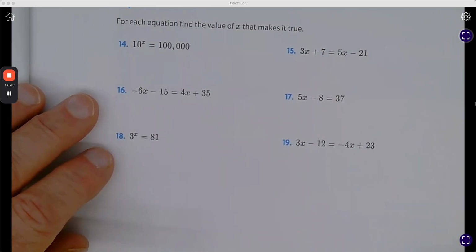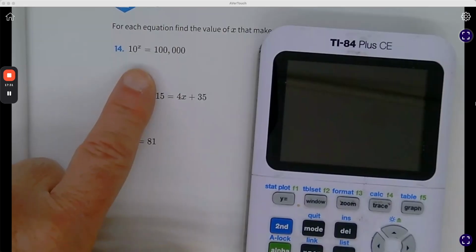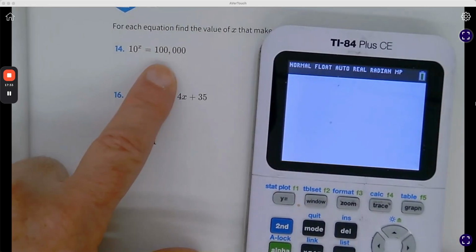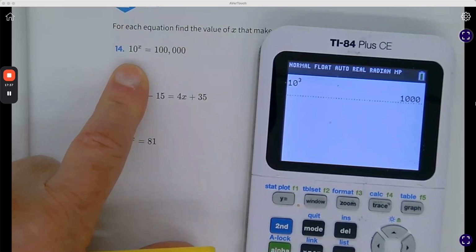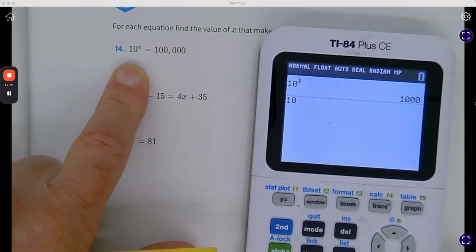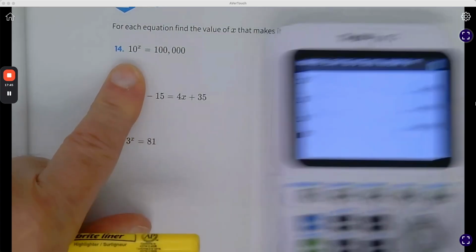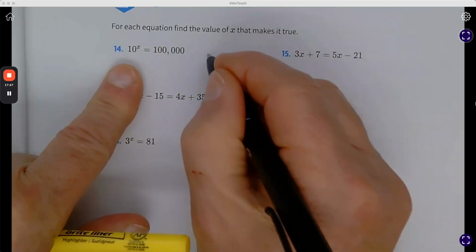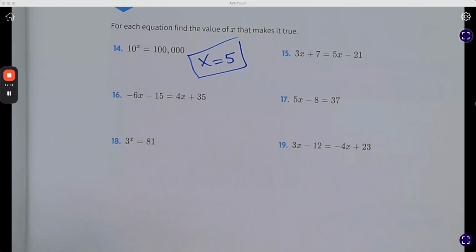All right, for each of the equations, solve for x. Okay, so let's do this. I need to have an exponent on 10 that's going to give me 100,000. So I'm going to do 10 exponent 3. That's 1,000. 10 exponent 4. That's 10,000. 10 exponent 5. That's 100,000. So x equals 5. So when you get to these exponentials, you've got to just kind of guess and check, right?